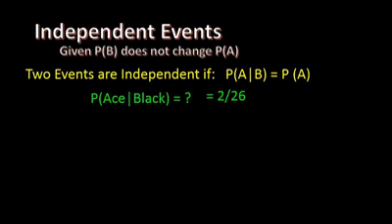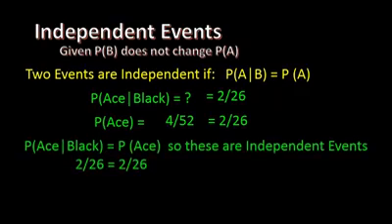Well, let's say we don't know if the card is black. Then what is the probability of an ace? Well, the probability of an ace is 4 out of 52, since there are 4 aces out of a full deck of 52 cards, both colors. So the probability is 4 out of 52, which is 2 out of 26. So the probability of an ace given that it is black is the same as just the probability of an ace. Therefore, the two events are independent events.